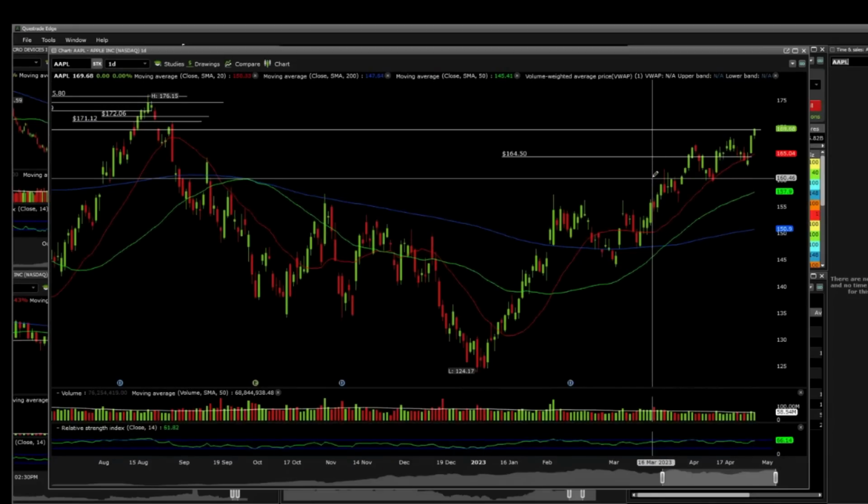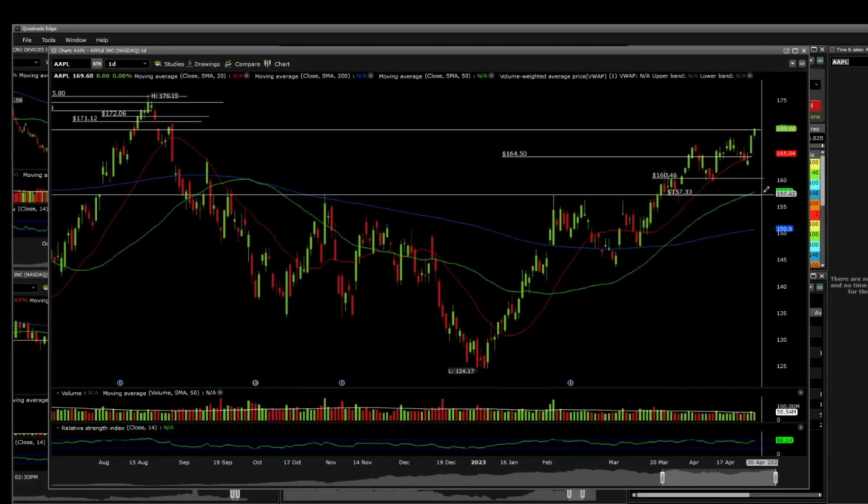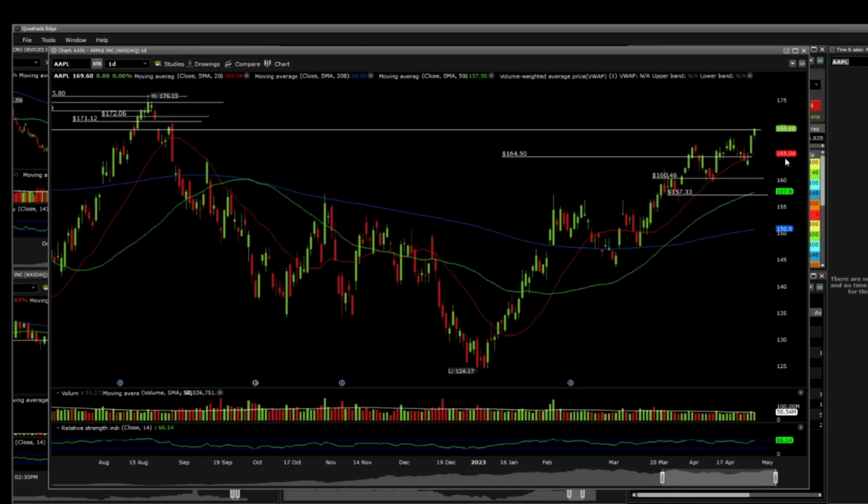Most likely, and then 160, and then 157 even for the end of this by Friday. Okay, so we'll play it by ear. That's the range for me for Apple, because Apple has earnings this week too.